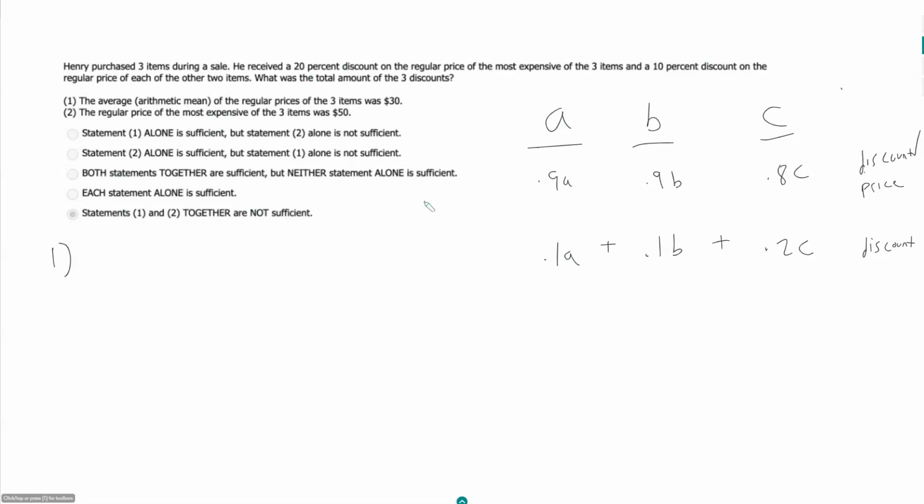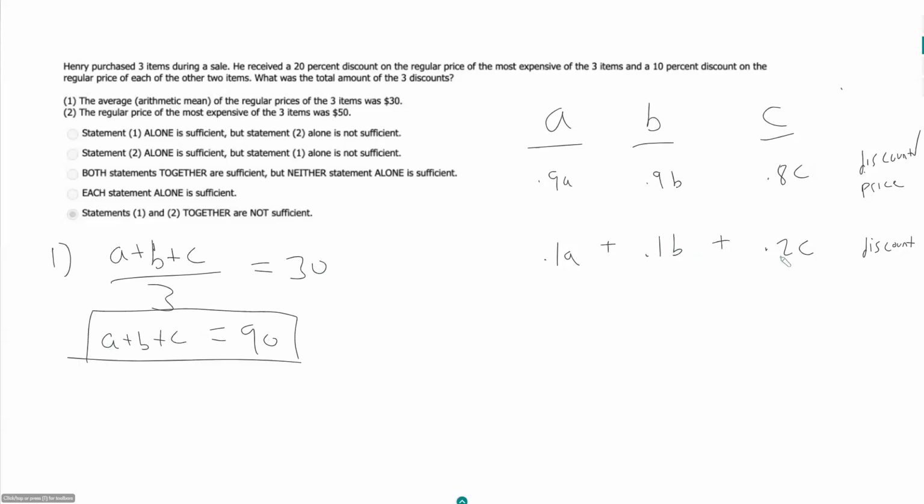Now let's see if we can find it. We don't necessarily need to find A, B, and C here, remember? Because if we can just find out what 0.1A plus 0.1B plus 0.2C is, that's good enough. So the first statement says the average of the regular prices of the 3 items was $30. So our regular prices were just A, B, and C. So this is saying A plus B plus C over 3 is equal to 30, which means A plus B plus C is equal to 90. So from here, can I get what 0.1A plus 0.1B plus 0.2C is? Well, no, because if my coefficients were all the same, I would be able to do it, but because they are different, there's no way for me to get from here to here, so this is insufficient.